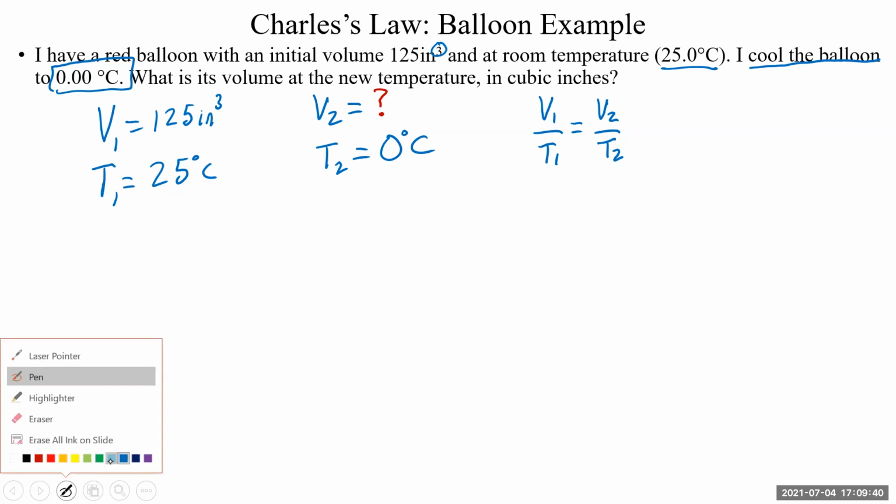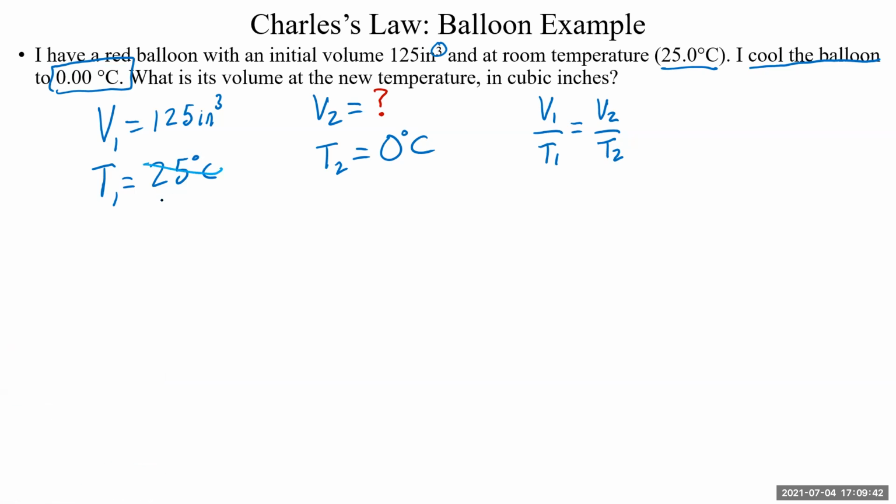Let's actually convert now. So 25 is obviously wrong. What we're going to do is take 25 plus 273, and we get 298 kelvins for our temperature 1. Our temperature 2 is not going to be 0, but 0 plus 273, so our temperature 2 is going to be 273 kelvins. Now we're ready. So now let's do this again.